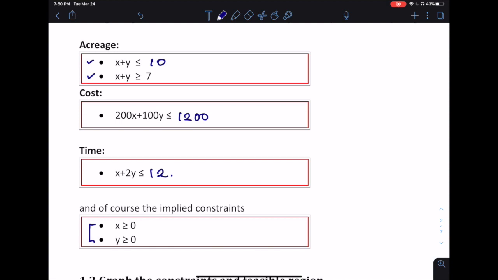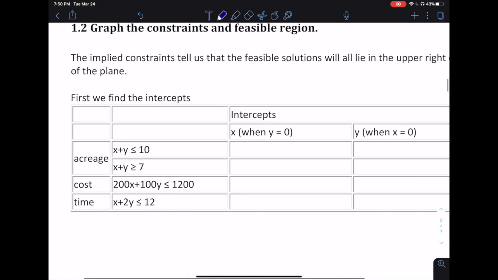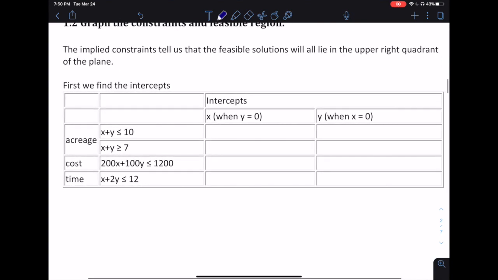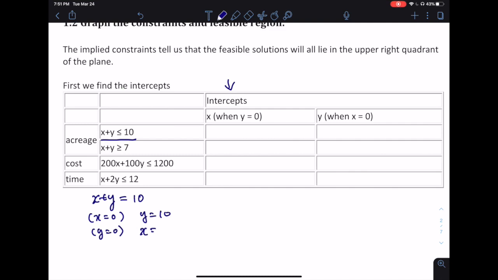If we summarize this as a table, here we have equations for each constraint, and we want to draw these constraints as linear lines in the graph. To do this, we will try to find the intercept for each line. For example, the first one, x plus y is less than or equal to 10, we will make it an equal sign. Then when x equals 0, y equals 10. When y equals 0, x equals 10 as well.